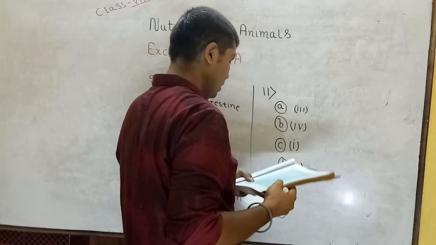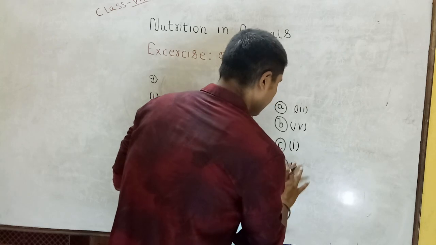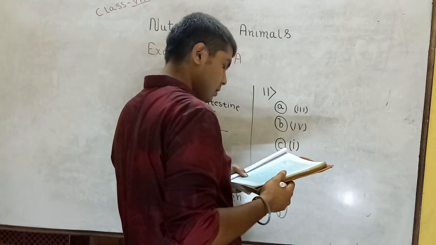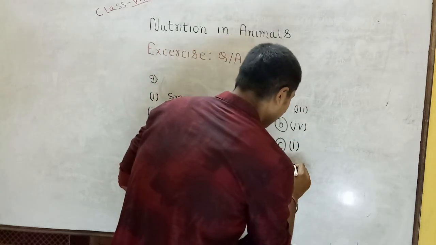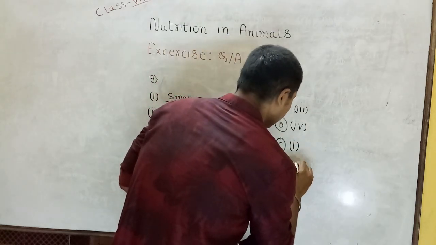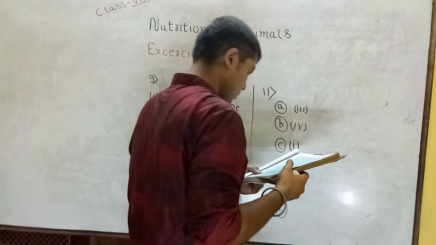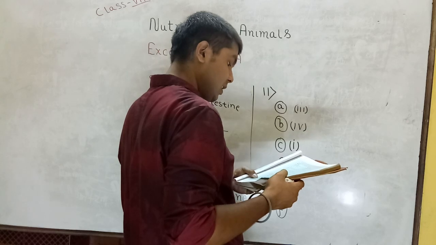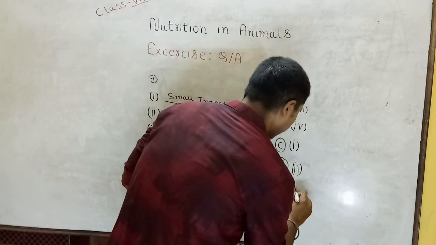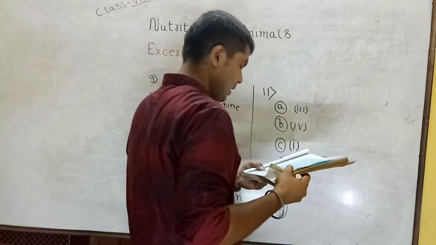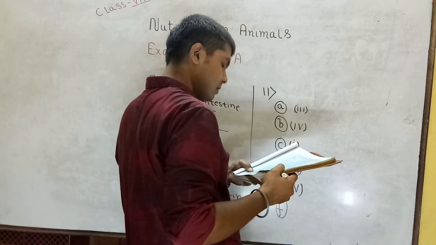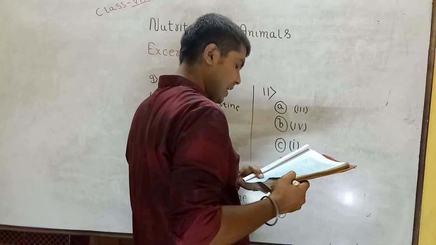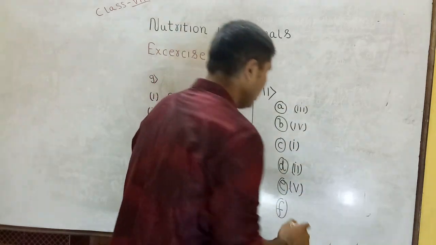Rectum. I beg your pardon. Rectum, storage of undigested food, that is 2. Small intestine, digestion is complete, that will be 5. Large intestine, the answer of the last one, will be absorption of water, that is 6.